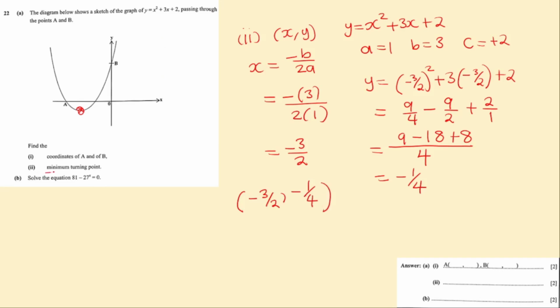Now they're saying the minimum turning point. So I have the turning point. The minimum value of this turning point is negative 1 over 4. Minimum turning point. So the turning point is negative 3 over 2, comma, negative 1 over 4.